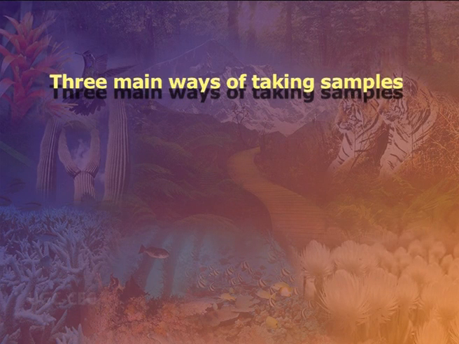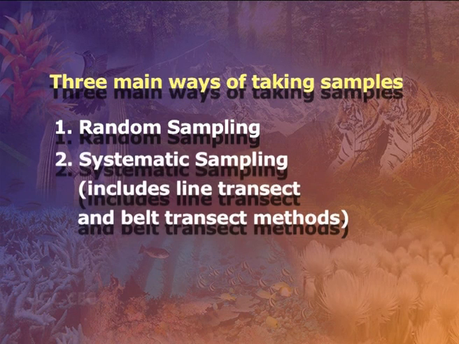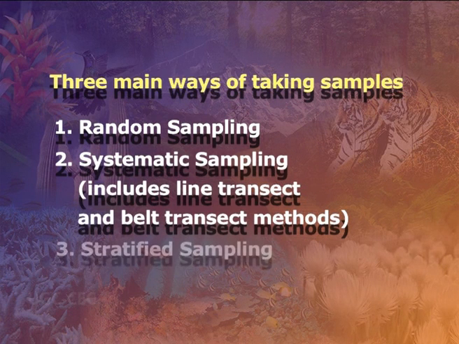There are three main ways of taking samples. Number 1, random sampling. Number 2, systematic sampling, which includes the line transect and the belt transect methods. And the third one is stratified sampling.